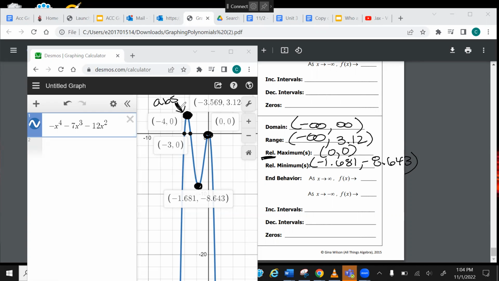Because this is your absolute biggest maximum, that's your highest point. You want the next highest point. Does that make sense? Okay.